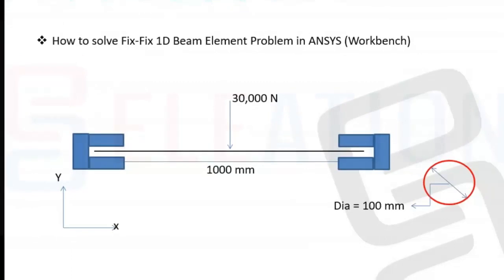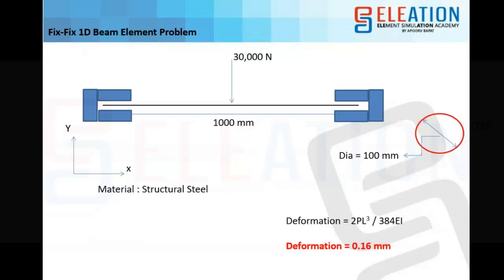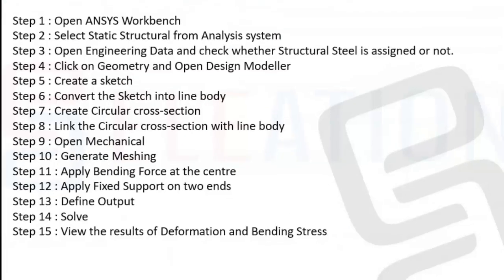So we're going to solve this problem where we apply constraints at both the ends and apply a load at the center of the line using a circular cross section. First we will see the analytical solutions of stresses and deformation. Analytically, the maximum stress is 38.19 Newton per mm square and the deformation is 0.16 mm.